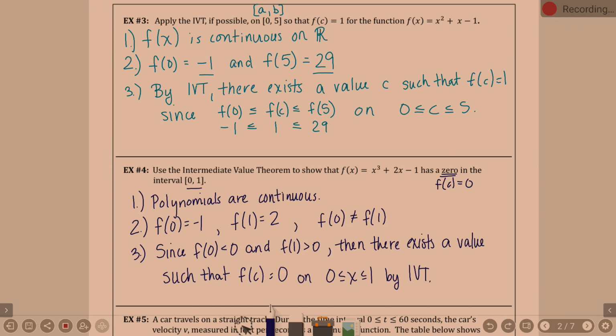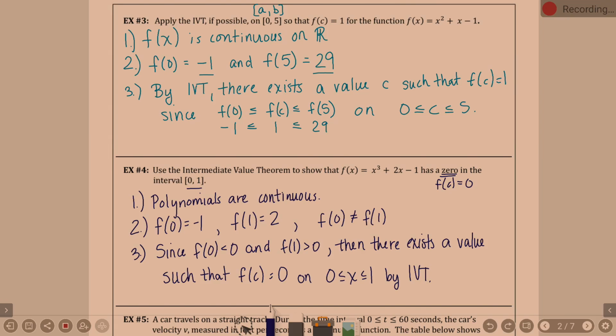What does it mean to have a 0? If it's a 0, it crosses through the x-axis, right? X-intercept. So that means it's going to be an x value, comma, 0. And so I wrote it as f of c equals 0. Well, does that fall in between -1 and 2? And it does. That y value of 0 falls between -1 and 2.